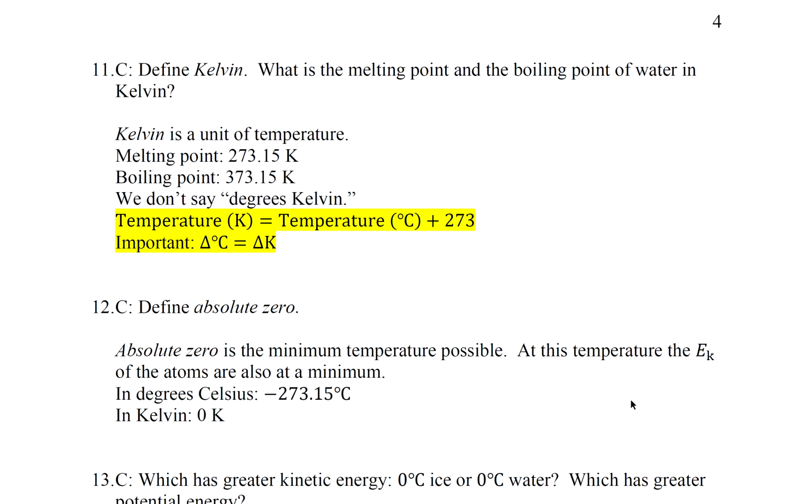Question 11. Define Kelvin. What is the melting point and boiling point of water in Kelvin? Kelvin is a unit of temperature. It has a melting point of 273.15 K and a boiling point of 373.15 K. We don't say degrees Kelvin. We just say Kelvin. So this is important: delta degrees Celsius is equal to delta Kelvin, because we don't have to take an extra step when doing some problems.